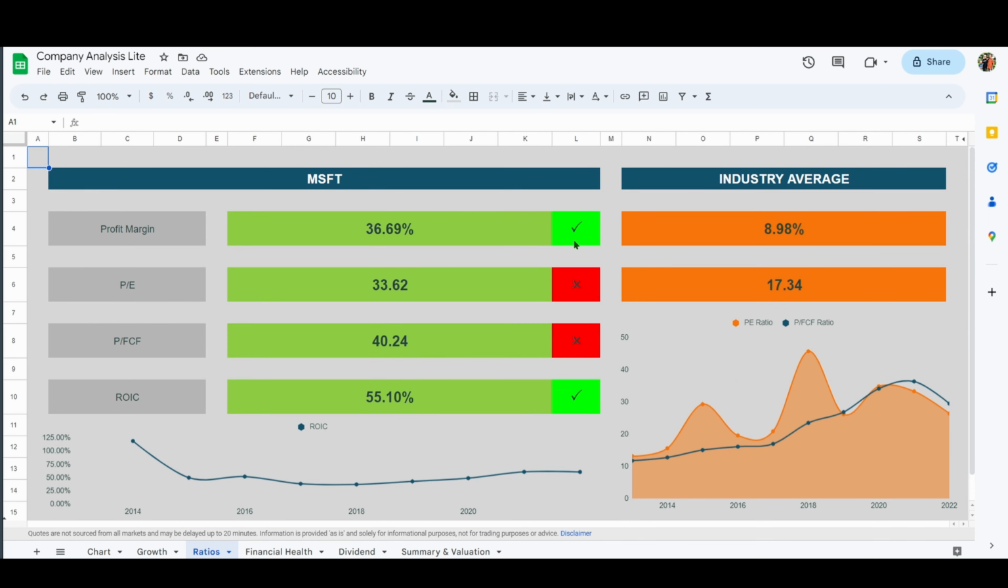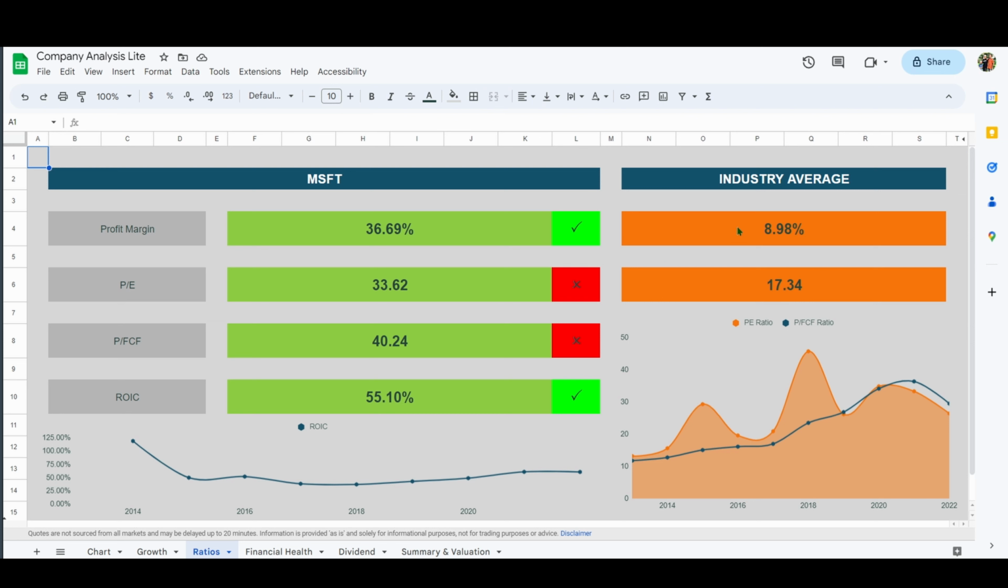Now let's move to ratios. First of all, you got the profit margin compared to the industry average. You can see that Microsoft is absolutely shredding the market in its industry.